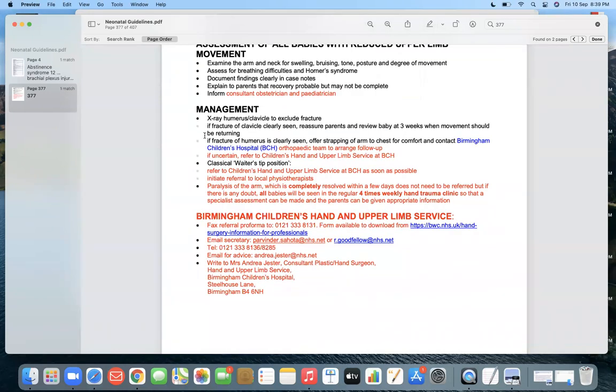Management. You will do an X-ray of the humerus and clavicle to exclude fracture. This was told by Dr. Muzna. If a fracture of the clavicle is clearly seen, reassure the parents and review at 3 weeks when movement should be returning. So you did the X-ray, you saw a fracture of the clavicle. What is the management? Just reassurance and review at 3 weeks.